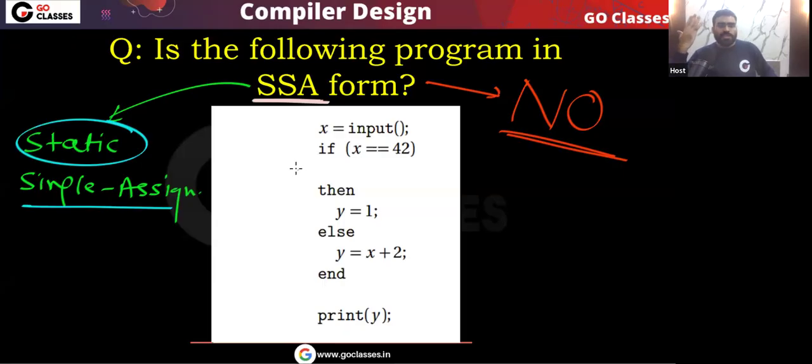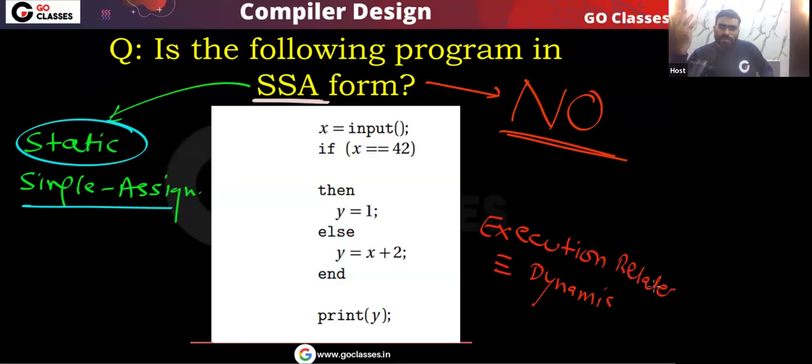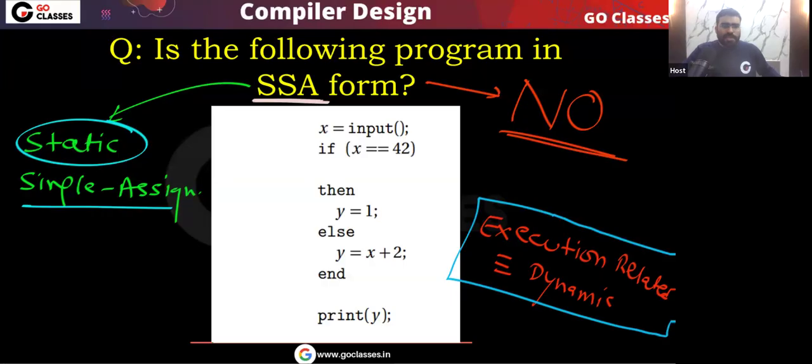What will happen with the execution, we don't care. The name is not dynamic single assignment. Yes or no? Execution means dynamic. If you are thinking about what will happen when you execute, execution simply means anything which is related to execution, that is dynamic. Execution related things are dynamic. When you execute a program, that comes under the category dynamic.